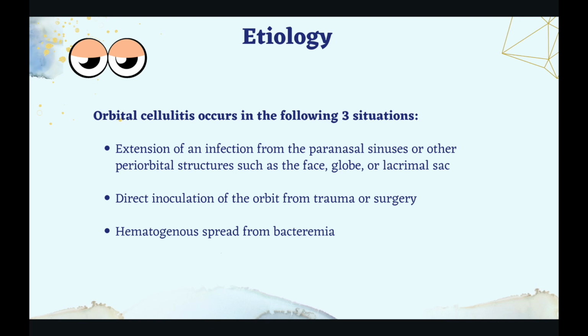Polymicrobial infections with aerobic and anaerobic bacteria are more common in patients aged 16 years old or older. Fungal causes of orbital cellulitis are commonly Mucor and Aspergillus species. Fungi can enter the orbit. Orbital cellulitis due to fungal infections carries a high mortality rate in patients who are immunosuppressed.